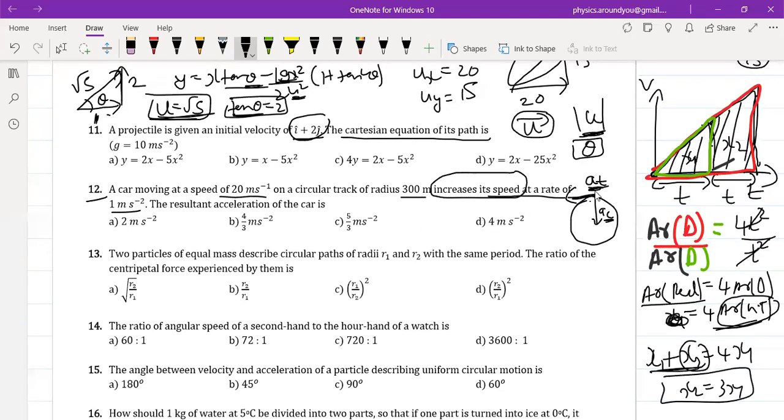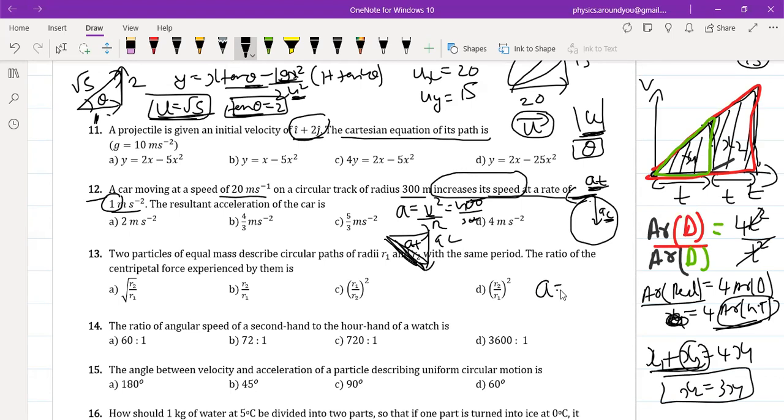So how do you find the magnitude of the resultant of the two vectors? It would be like Pythagoras theorem. The tangential acceleration is like this, let us say, and centripetal acceleration is downwards. So how do I find this length? That would be the square root of tangential component squared plus centripetal component squared. Tangential component is already given as 1. Centripetal component, that formula we know, is v squared by r. V is 20, 20 squared is 400, 400 by 300, or 4 by 3. So centripetal acceleration is 4 by 3, tangential is 1.